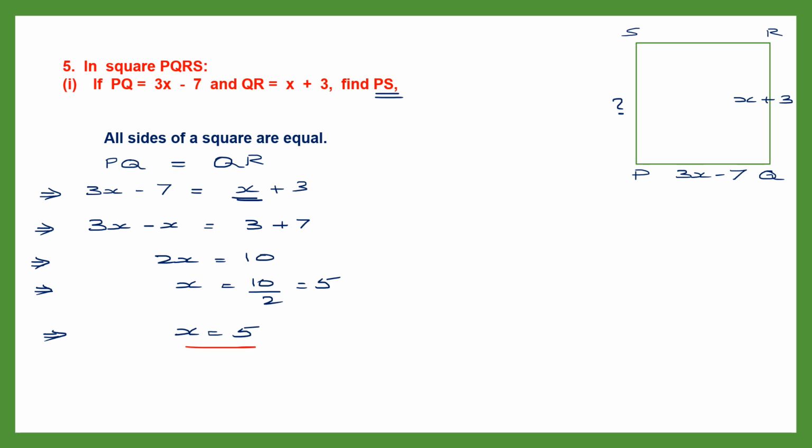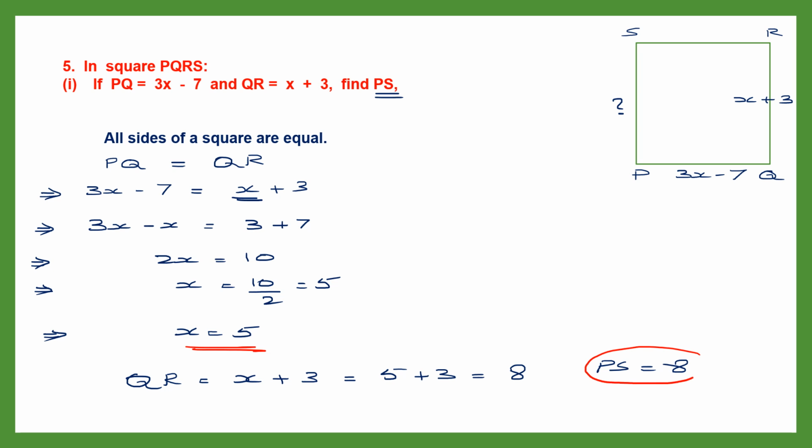So this is the first part. Now we can substitute it here. In 3x, we can put 5 here, or we can say 5 plus 3 here. We'll still get the same. So let's use this. This is simpler, isn't it? So let's find RQ or QR. QR is equal to x plus 3. That is equal to x is 5. 5 plus 3, which is 8. So 8 units, or simply 8. So if one side is 8, if this is 8, all sides will be 8. So we have been asked to find PS. So PS will also be 8 units. So this is our answer. PS is equal to 8.